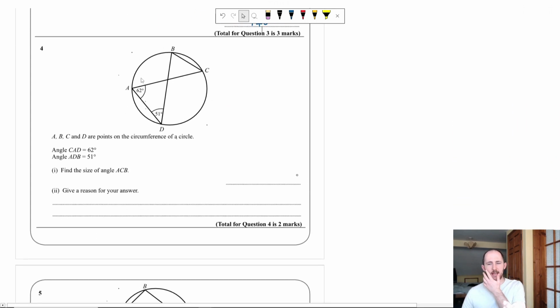Now, we have this shape. So this is where things can get a bit spicy when it comes to circle theorems. A, B, C, and D are points on the circumference of a circle. CAD is equal to 62 degrees, and BDA, or ADB, whichever way around you want to do it, is 51 degrees. So we need to find the size of the angle ACB. So we're looking for this angle here.